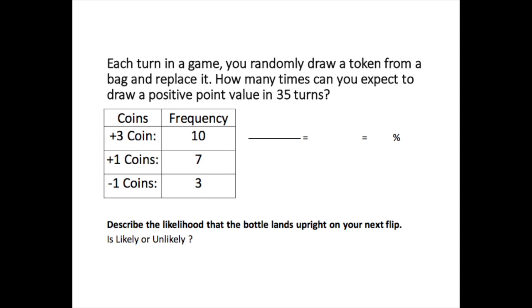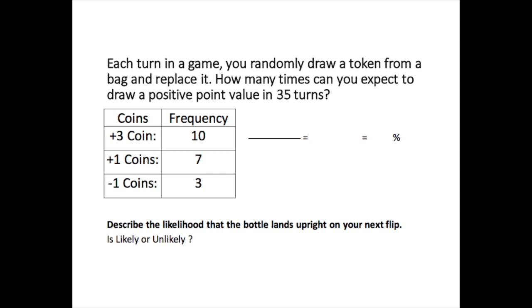The last problem that we're going to cover here is modeling a game. So you draw a token at random and then replace it in the bag. How many times can you expect to draw a positive coin value in 35 turns from the given information? So our given information tells us that 10 times we pulled a +3 coin out, 7 times we pulled a +1 coin out, and 3 times we pulled a -1 coin out.